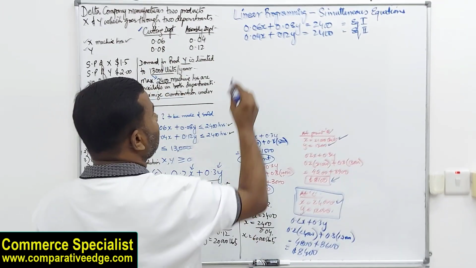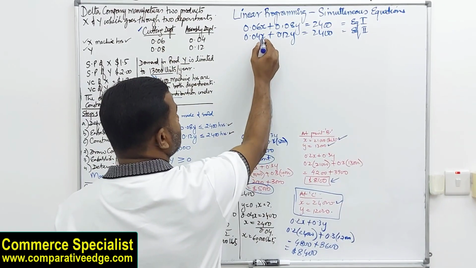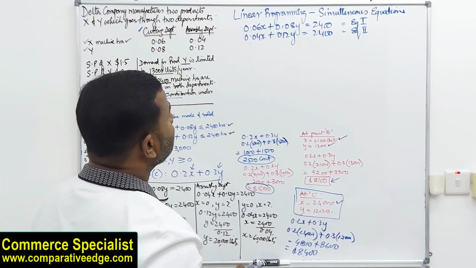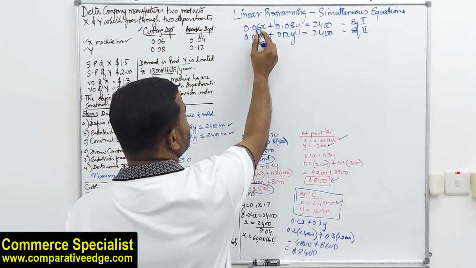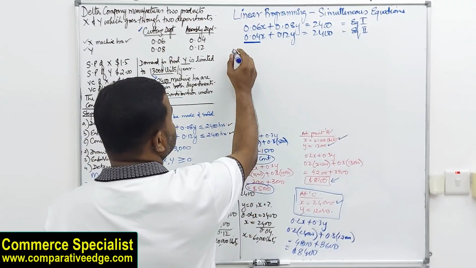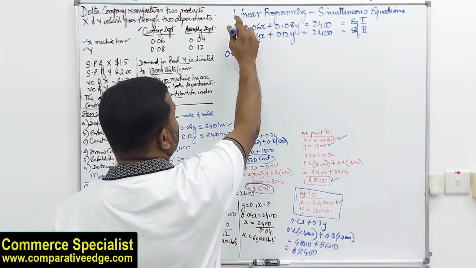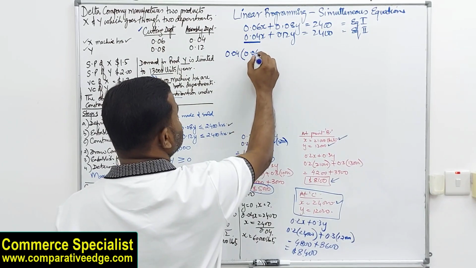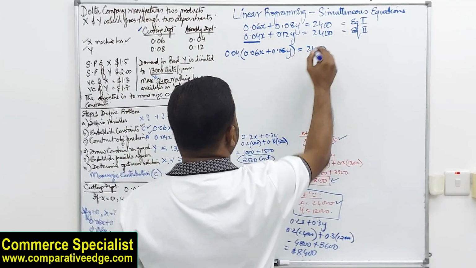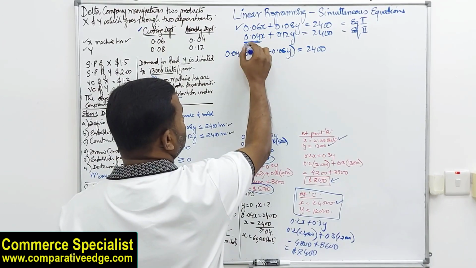Now please understand, what is written before x is known as the coefficient of x. Before x, the coefficient of x in equation 2 is 0.04. So what I'm going to do is multiply equation 1 by the coefficient of x in equation 2: 0.04 multiplied by equation 1, which is 0.06x plus 0.08y is equal to 2400.